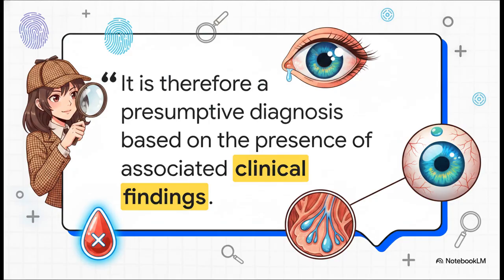I also want you to beware of an incredibly common exam trap. You might get tested on what the quote-unquote gold standard test is for evaporative dry eye. The trick? There isn't one. Diagnosing evaporative dry eye is presumptive. It requires you to act like a detective, piecing together clinical findings like tear breakup time, corneal staining, and meibomian gland health, rather than relying on one single magic blood test or scan.